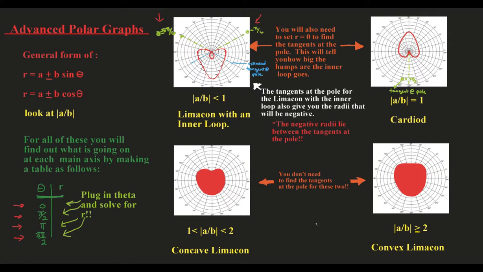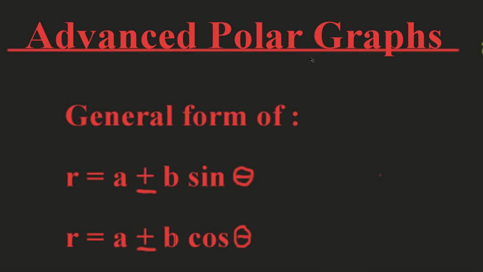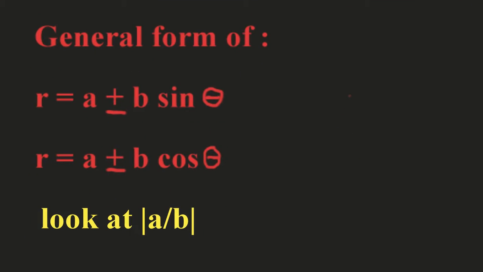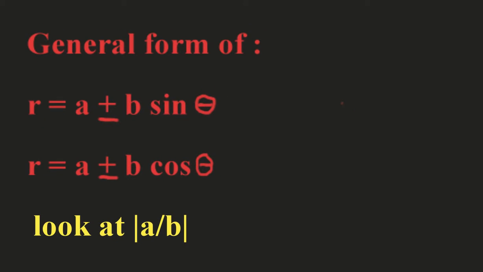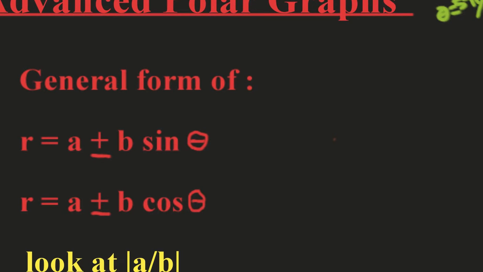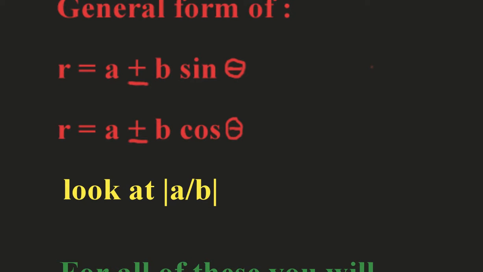Today we're going to be looking at the concept of graphing advanced polar graphs. The general form we're going to be addressing is a plus or minus b sine theta, or a plus or minus b cosine theta. And when we're doing these, we look at the fraction of a over b. That'll dictate what kind of curve we have. We do not care about the sign, hence the absolute values.